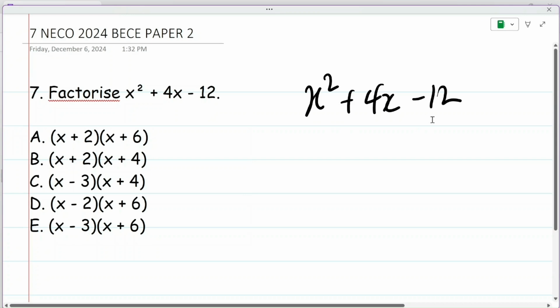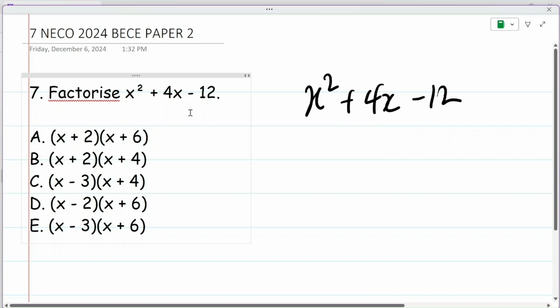This is very much different from question 5 and 6, where we had to use difference of two squares. Here is just a normal one where you have a letter or an alphabet to the power of 2, that's squared, then a number with the same letter and a constant. You have to look for two numbers that you multiply to get minus 12, yet when you add them together it gives you plus 4.